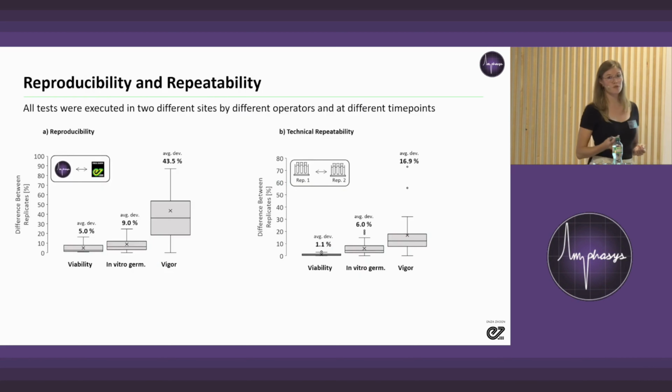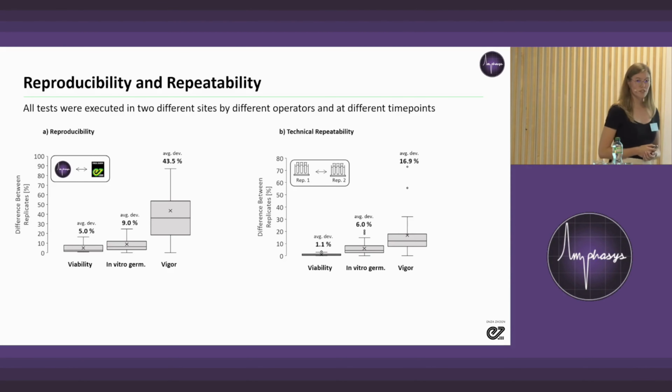Then, since we performed these tests at both Enza Zaden in Enkhuizen as well as here at Amphasys, we had the possibility to check for reproducibility as well as repeatability. Those results are indicated here. On the left side is the comparison of the results at Amphasys and Enza Zaden. As you can see, the results of the Amphasys viability measurement are very consistent, and the reproducibility of the in vitro germination assay is also quite good.